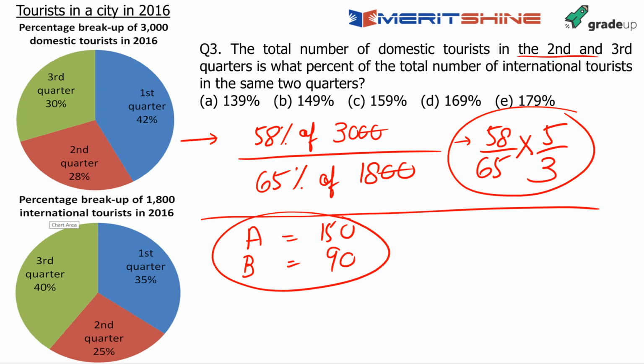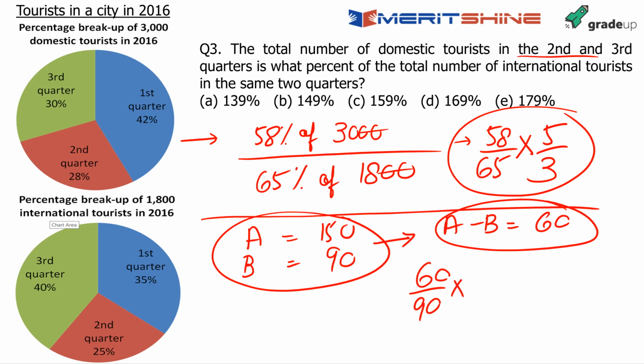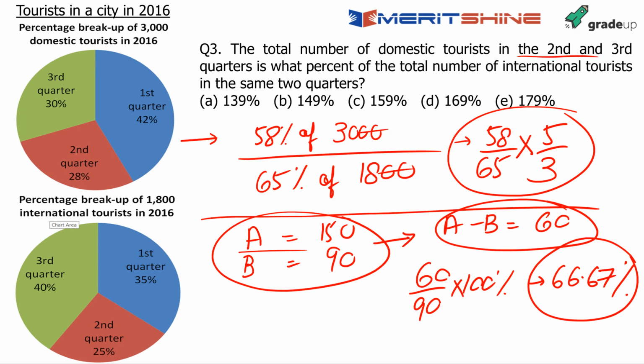If somebody asks you by what percentage is A greater than B, the conventional approach that we used to do in school is to first calculate A minus B. A minus B gives me 60. Then I'll do 60 upon 90 into 100% and I'll get the answer as 66.67%, isn't it? That used to be the approach. Now you will not do this.